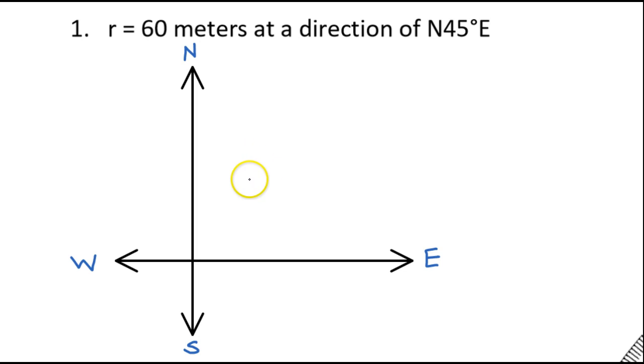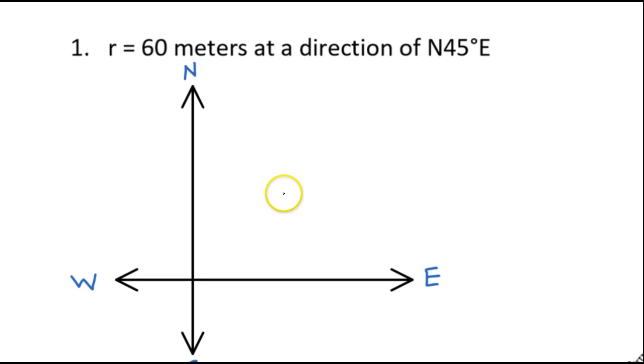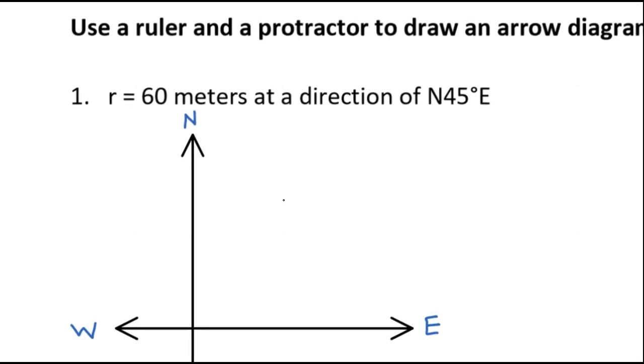We're definitely going to need our axes, our north, south, east, and west, and also we're going to need a scale. So obviously I don't have space for meters on this paper, so let's let 1 centimeter equal 10 meters. So we have 60 meters, so that means I'm going to need 6 centimeters in length.